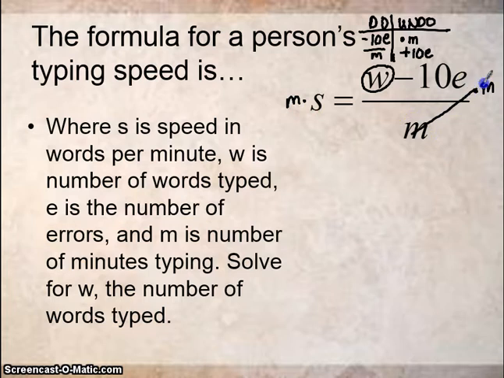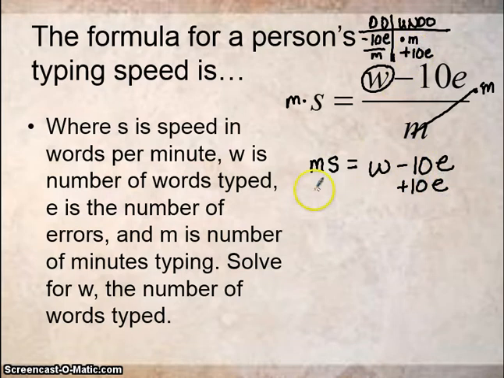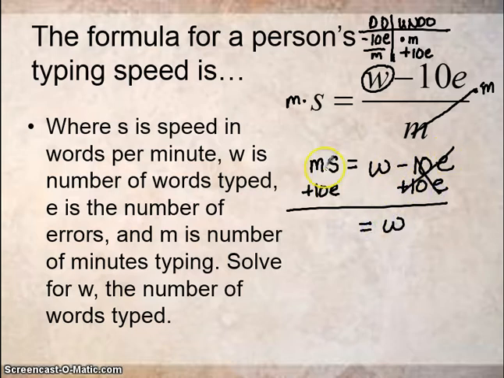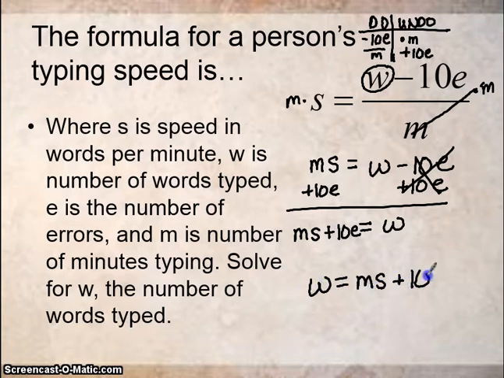M divided by M is 1. So we get W minus 10E is equal to M times S, or MS. You can just touch each other instead of writing a times symbol. Now our second step is we'll have to add 10E to both sides. Negative 10E plus 10E makes 0, so we get W equals MS and 10E do not have the same variable, so we cannot put them together, so let's put MS plus 10E. So W is equal to MS plus 10E.